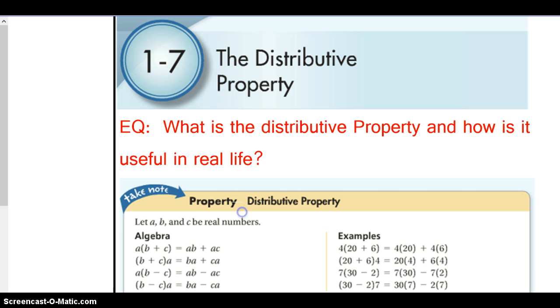Property, the distributive property. You do have that in your foldable. Go back, make sure it's there.